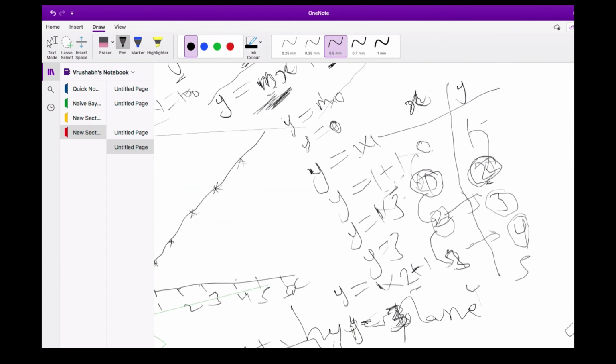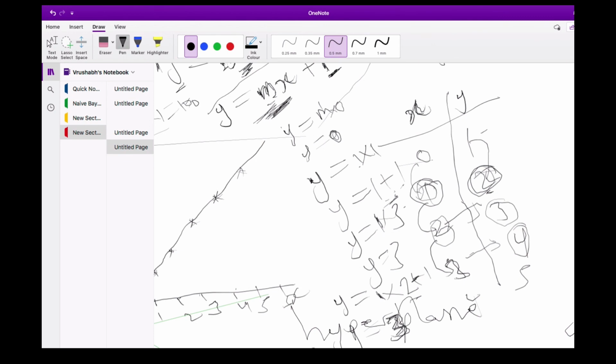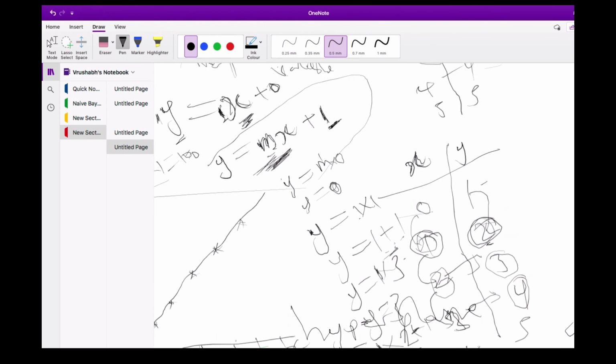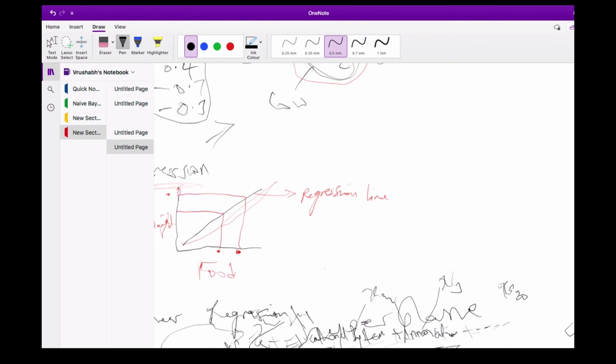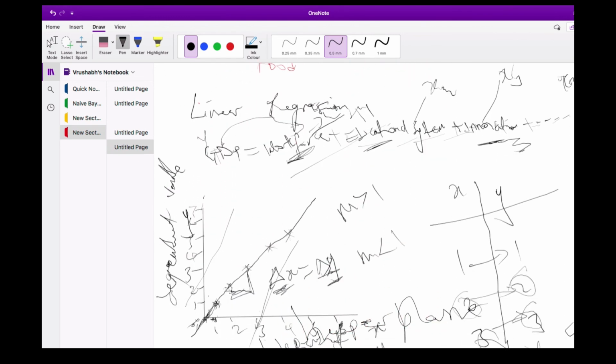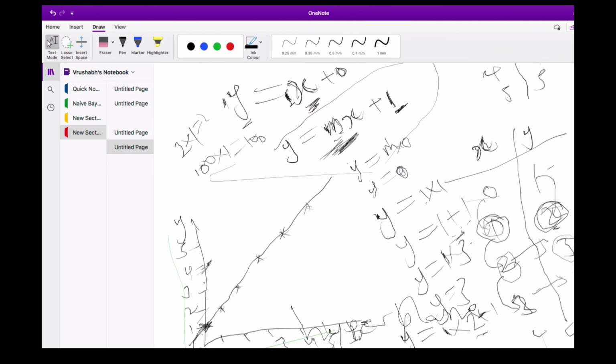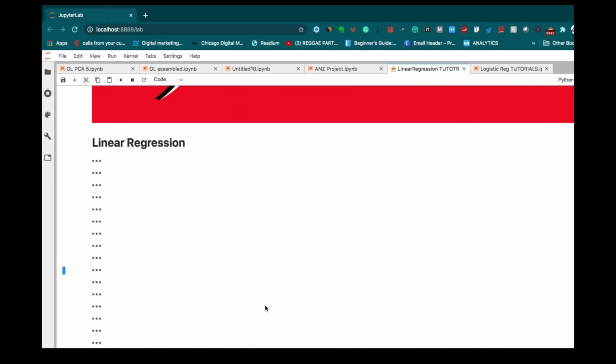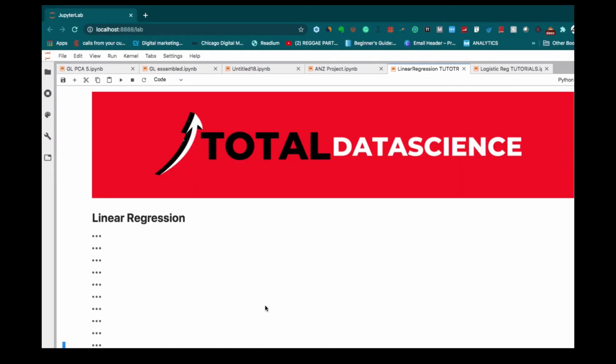Now what we're going to do right now is to see a hands-on practice of this linear regression. We're going to go to the lab, and with whatever intuition that we have over here, we're going to put it into practice. So let's move on to the lab and let's see what we are going to do over here.